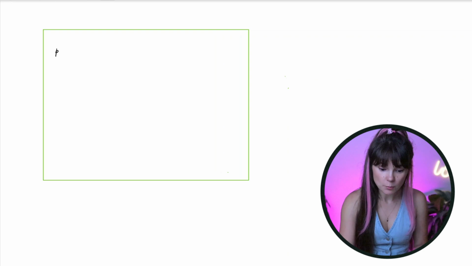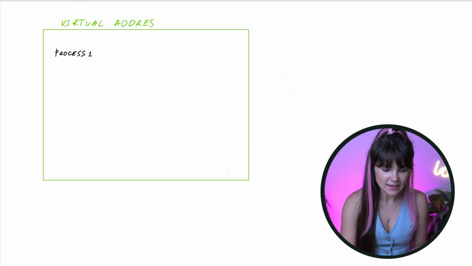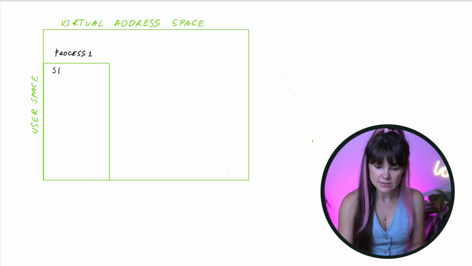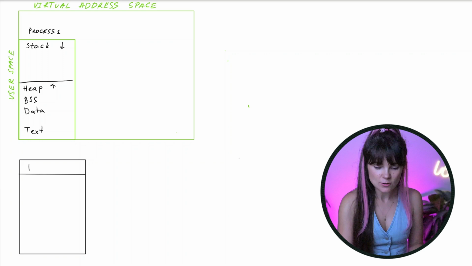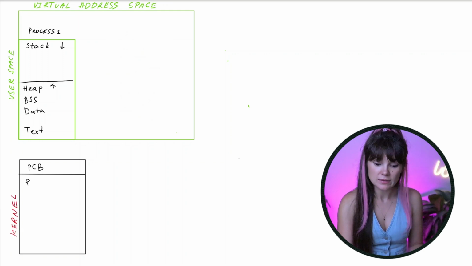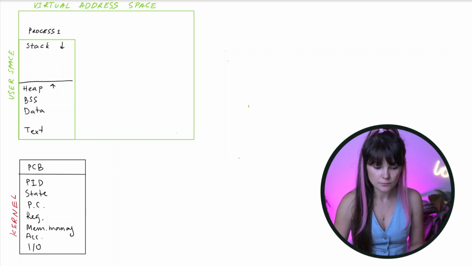As we covered in the video about processes, each process comes with its own virtual address space. Let's add it right here on the user space side. Each process comes with its own stack, heap, BSS data, and text sections. When a process is created, it gets its own process control block, or PCB for short, and it's assigned on the kernel side, which includes a unique PID number, state, program counter, register, memory management section, accounting, and I/O details.